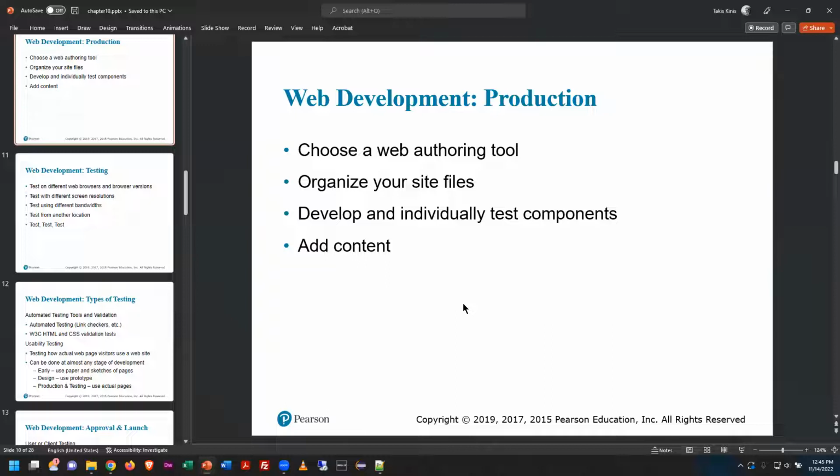And they say choose a web authoring tool. Okay, so you guys have already made that choice. Are you using a primitive tool like Notepad++? Are you using something really advanced like Dreamweaver or Visual Studio Code or Visual Studio? Or are you using some web-based authoring tool? Because those are out there as well.